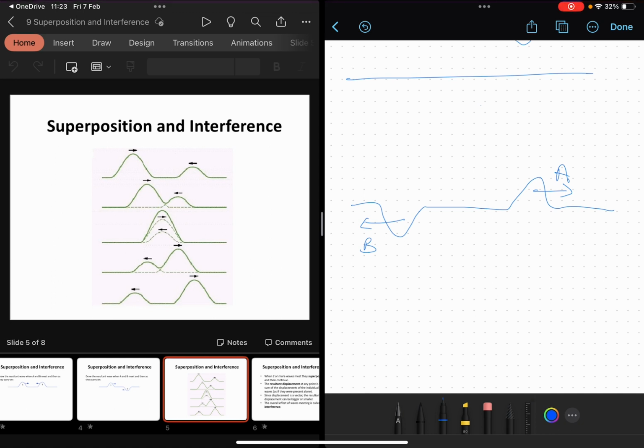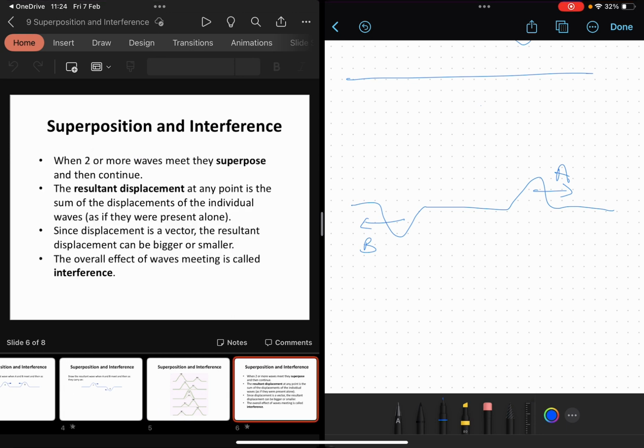So in front of you now, you've got a kind of step-by-step meeting of waves. And what is being shown to you is the resultant wave. And the way that that resultant wave has been generated is we are adding the displacements at each point from the two individual waves and showing the result of that.